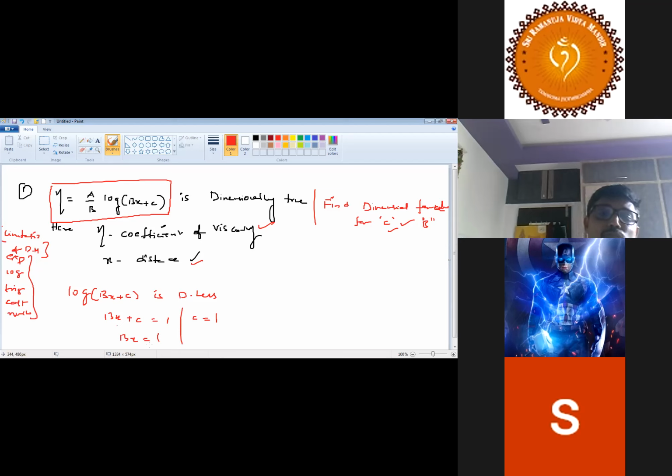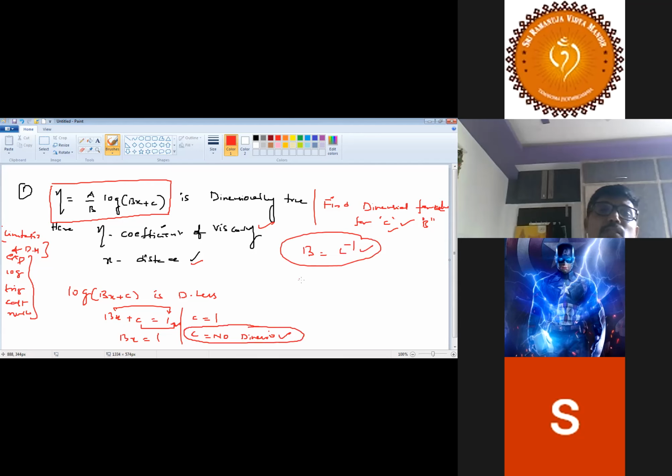Bx plus c is equal to 1. So bx is equal to 1 according to the principle of homogeneity, and c is equal to 1. So c has no dimensions. Any doubt? What about b? B is equal to L power minus 1. Guys, understood everyone? So b is L power minus 1, and c has no dimensional formula.